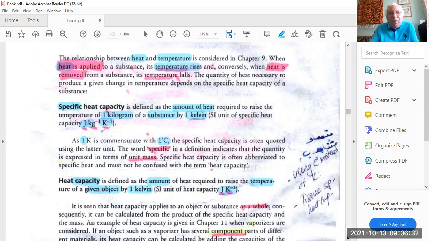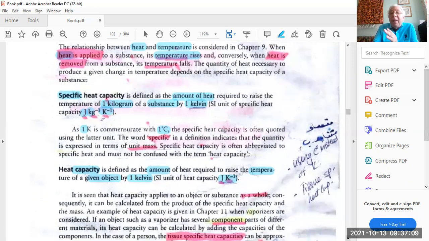definitions, we have what we call specific heat capacity. It's the amount of heat to raise the temperature of 1 kilogram of a substance by 1 Kelvin. The SI unit of this is joule per kilogram per Kelvin. Of course, as we know, 1 Kelvin is commensurate with 1 Celsius. We always use Celsius. This is specific heat.